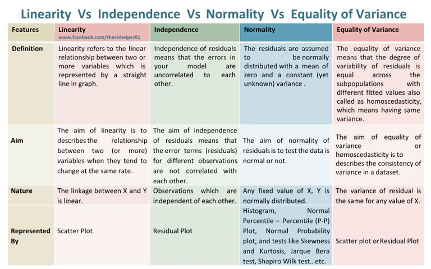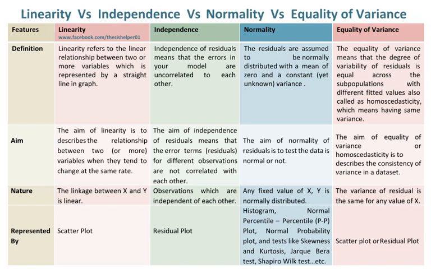The aim of linearity is to describe the relationship between two or more variables when they tend to change at the same rate. Whereas the aim of independence of residuals means that the error terms, residuals, for different observations are not correlated with each other. Whereas the aim of normality of residuals is to test whether the data is normal or not. Whereas the aim of equality of variance or homoscedasticity is to describe the consistency of variance in a dataset.